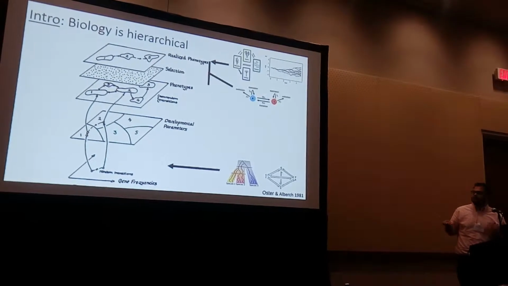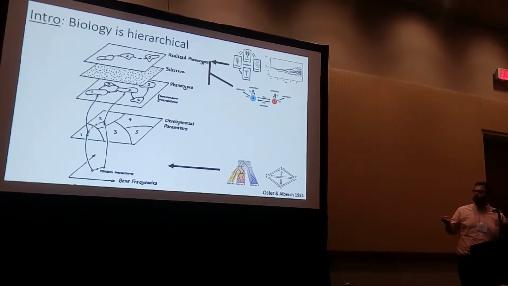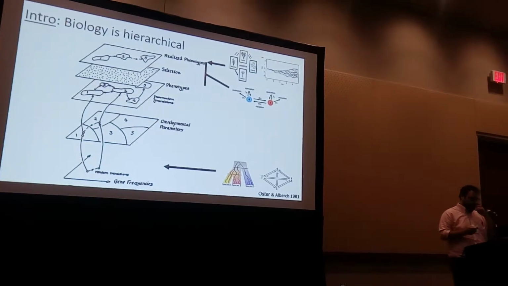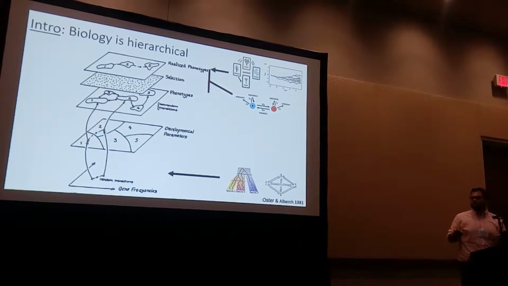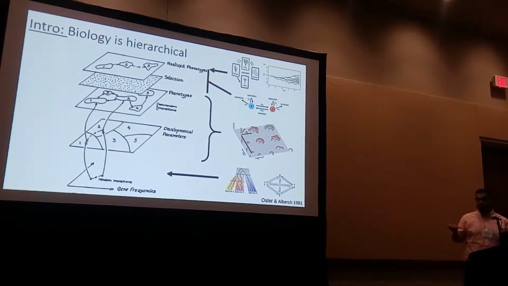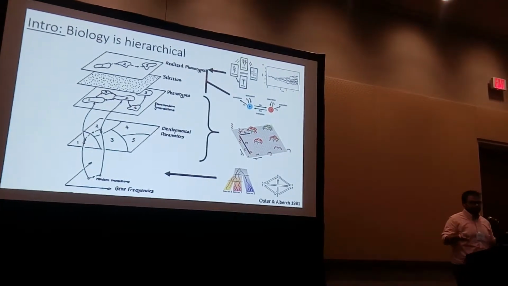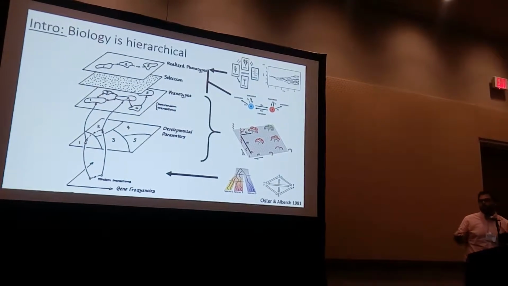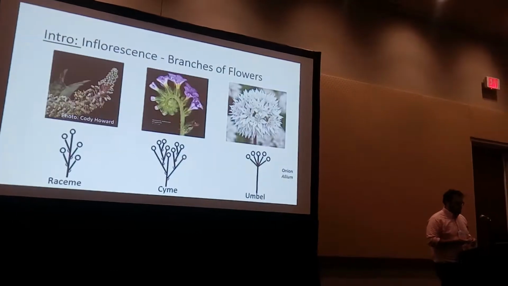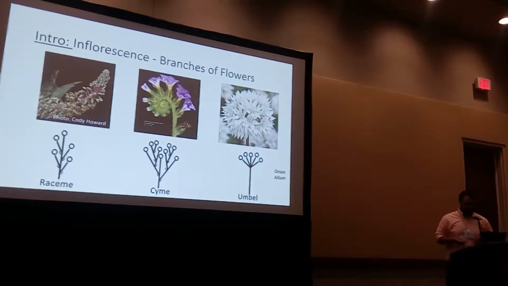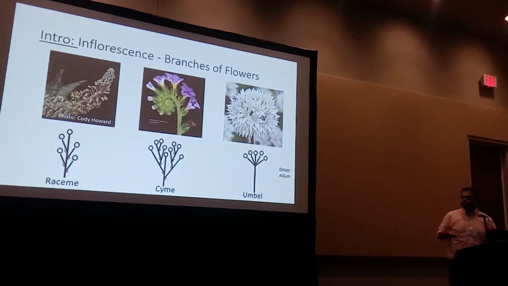And we have models that attempt to bridge the gap between multiple hierarchical planes, like these state-dependent speciation extinction models. But I argue that we don't have the strongest models that explicitly account for developmental parameters. There are models that exist in the literature that are not evolutionary, like these morphospace models, and today I'll be talking about that. Specifically, the system that I use is inflorescences, which are branches of flowers.